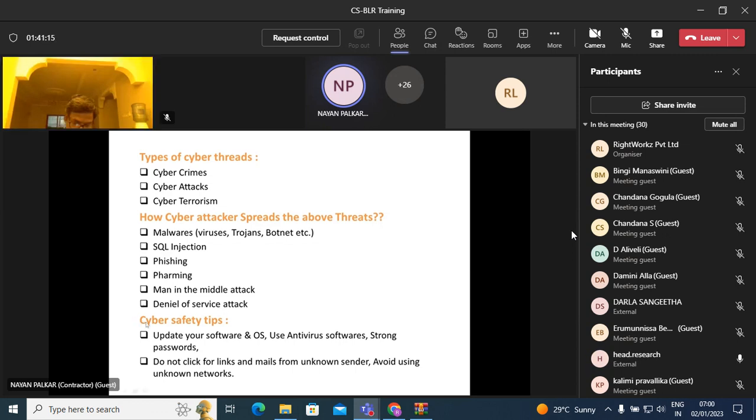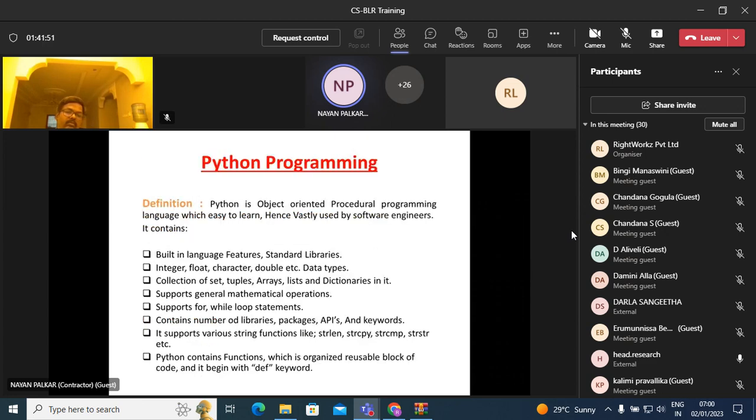Then next, to secure our system from these kinds of attacks, we have to keep our system and our software, or our OS that we are using, that is operating system, updated. We have to use antivirus software and strong passwords to keep our system secure. Then we should not click on links or mails from unknown senders, and we have to avoid using unknown networks. Then this is about cyber security.